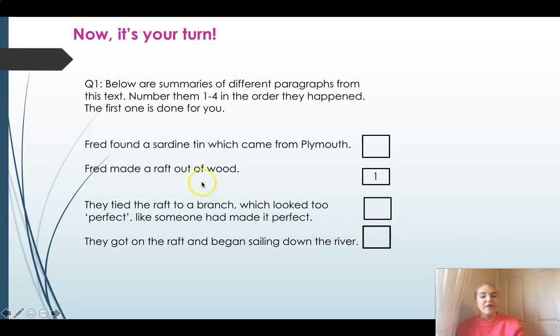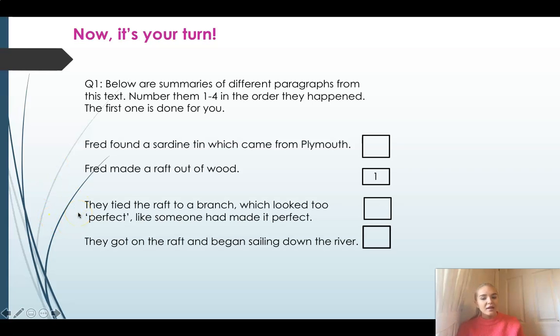So Fred found a sardine tin which came from Plymouth. Well, we know that Fred found the sardine tin when he was travelling down the river. So that could be after the raft out of wood, because we know he did this after he made the raft. So that could be a number 2. But I need to read the other 2 statements first.